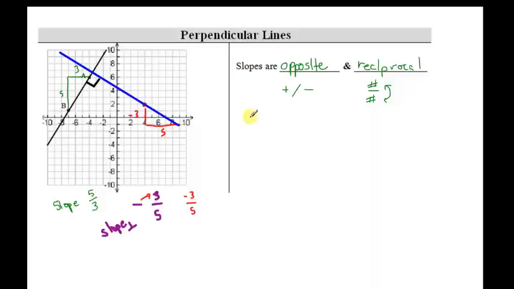Okay, a couple more examples. This last one we saw was 5/3 for one of the slopes, and this new slope is -3/5. So we change the sign and flip it across the line. Another example, let's say you had a slope of -1/4, and you wanted to change the sign, then it would become positive, and you flip it across the line to reciprocal it, you're going to get 4/1, or just 4.